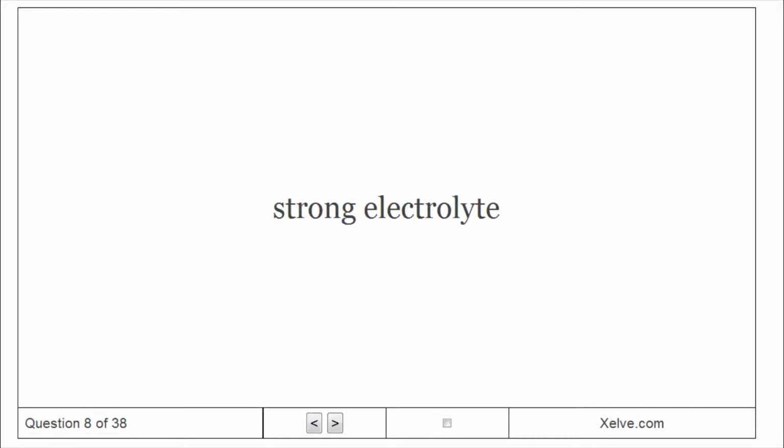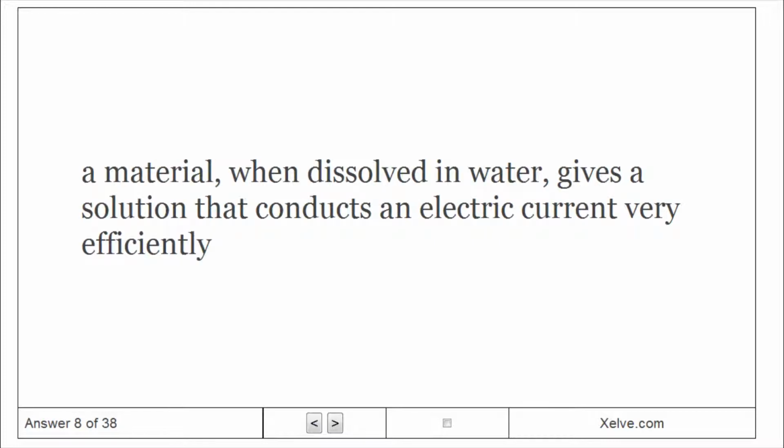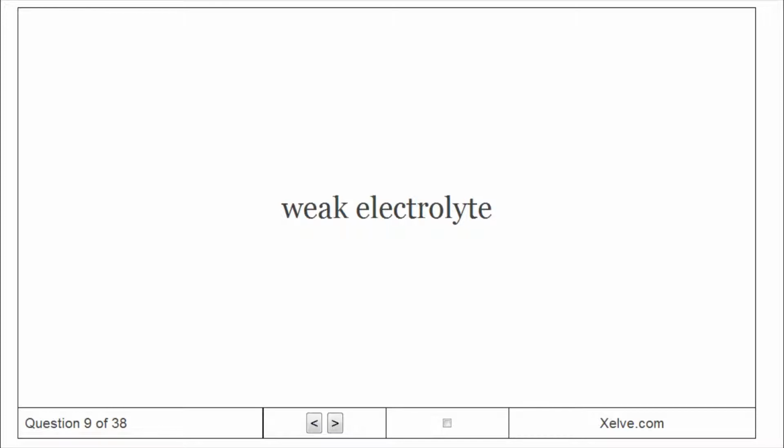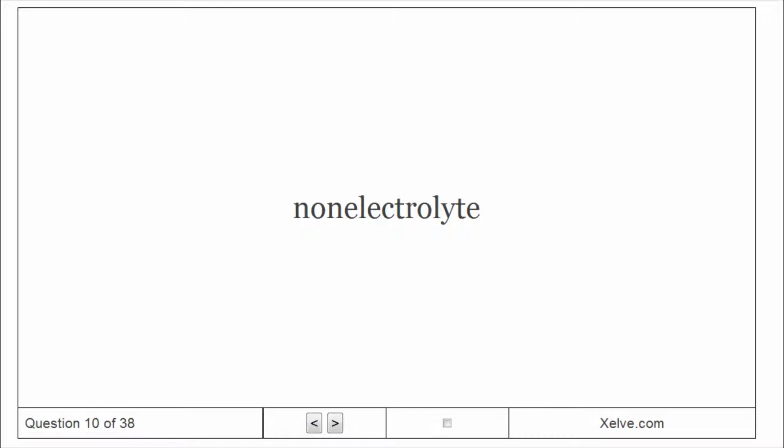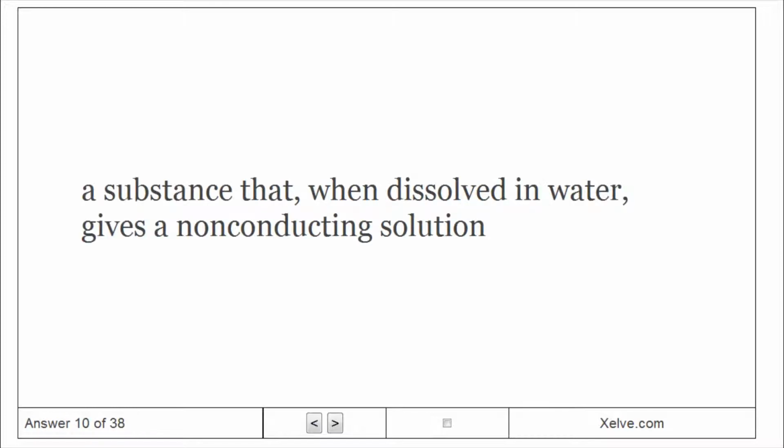Strong electrolyte. A material, when dissolved in water, gives a solution that conducts an electric current very efficiently. Weak electrolyte. A material which, when dissolved in water, gives a solution that conducts only a small electric current. Non-electrolyte. A substance that, when dissolved in water, gives a non-conducting solution.